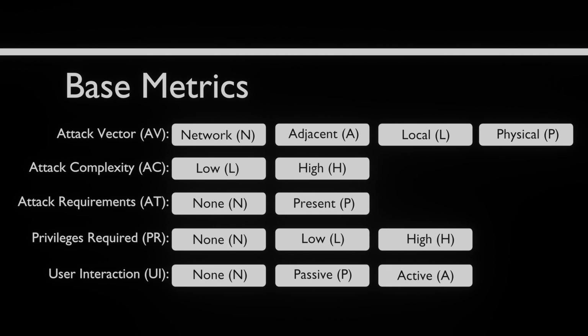In our example, we have RCE over Bluetooth protocol. While this is a remote attack, and you would think network, the Bluetooth protocol limits the attack range, and because of it we select adjacent instead. The next section is attack complexity. This means how hard it is to take advantage of the vulnerability.